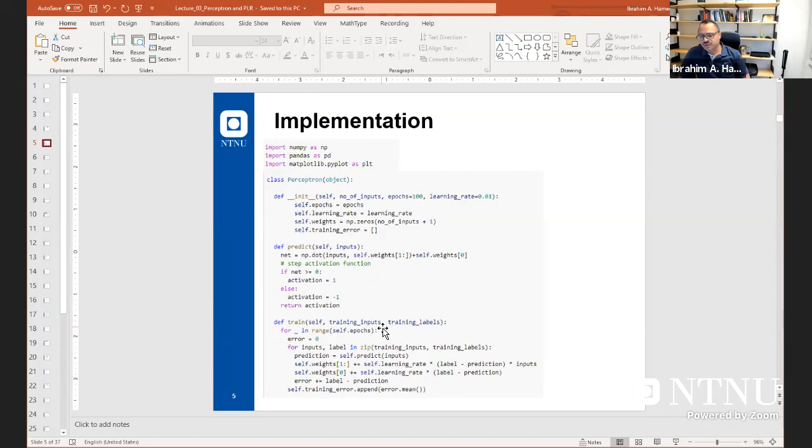We have training inputs and training labels, and we will repeat this process for a number of iterations. Each time we apply it example by example, so we update the weights for each example. It's similar to stochastic gradient descent. For each example, we try to predict the output.